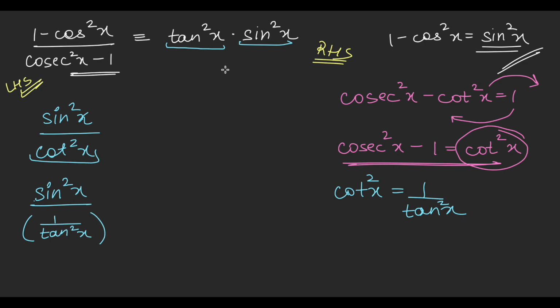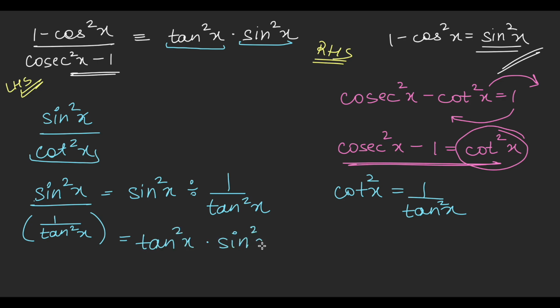Why did we do this? Because we know that on RHS, we're only dealing with tan x and sin x. There is no place for cot. This can then be written as sin²x is getting divided by 1 by tan²x. We can multiply this with its reciprocal, getting tan²x into sin²x as our final answer. So LHS is equal to RHS.